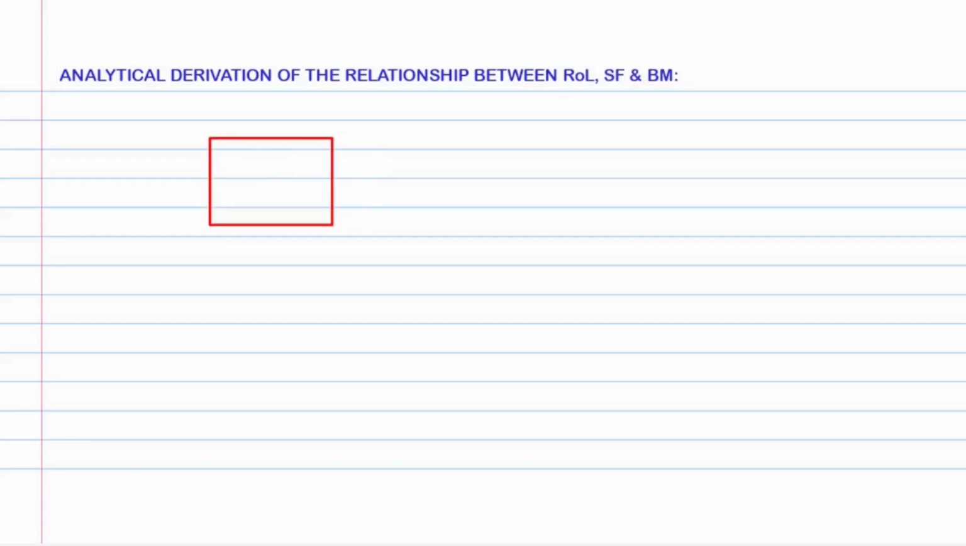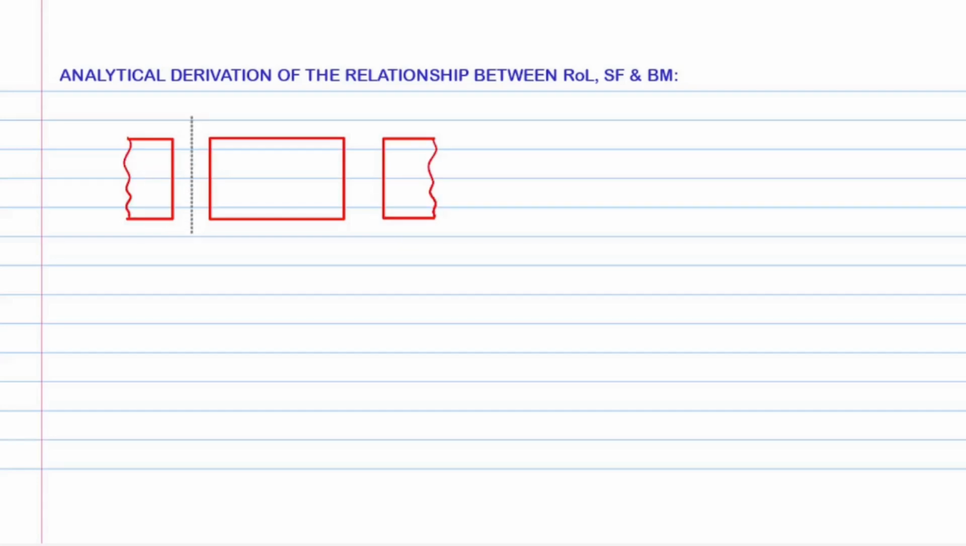Let's try to derive the relationship more formally, that is, in an analytical way. Let's take an example of a small length del x of a beam drawn as a free body diagram in space over which a uniformly distributed load of value W kilonewton per meter acts. Let's name the two sections creating the part as A and B and the midpoint of this part as C.